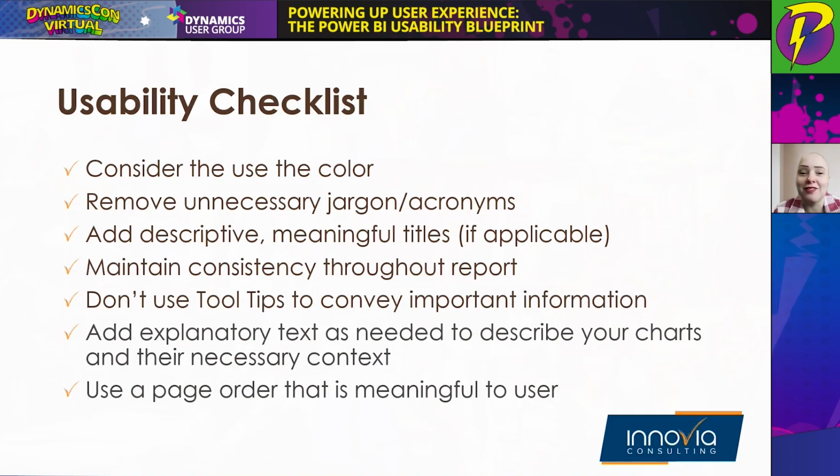Also, don't use tooltips to convey important information because it could get hidden. Any important information should be front and center and should be easily accessible and read from other visuals on your page. Also, adding explanatory text as needed to describe your charts and other necessary content is very important to give context. And also a page order. With Power BI, you can have multiple pages in a report. Having a page order that is meaningful to the user can create a better user experience because they're not clicking around everywhere as they progress throughout their data journey.